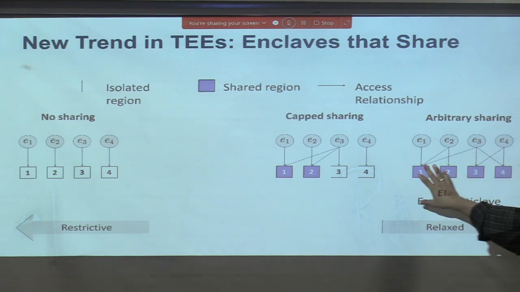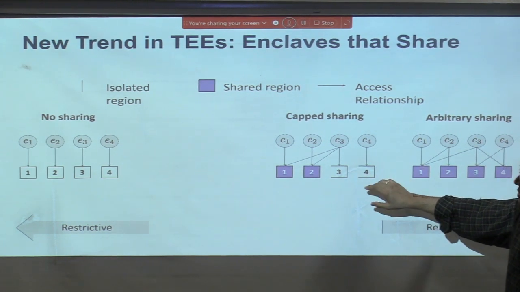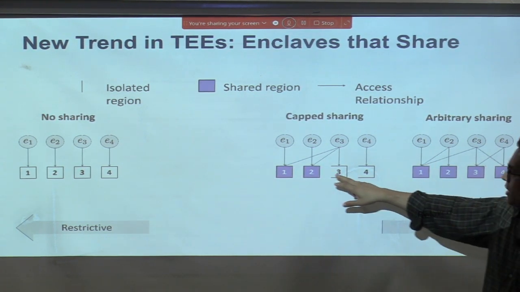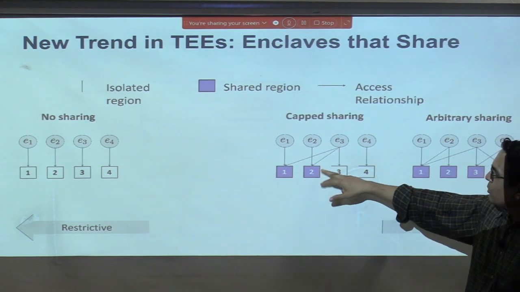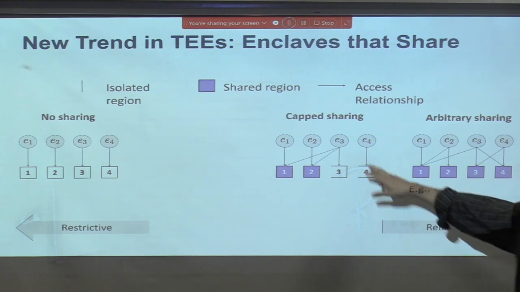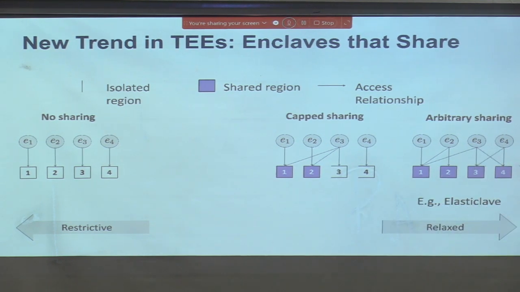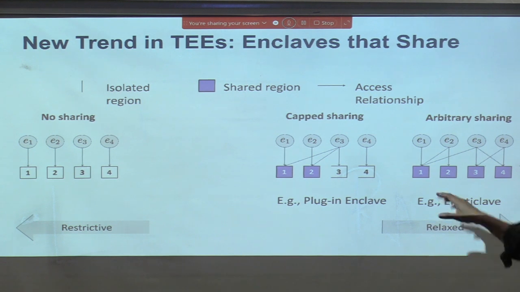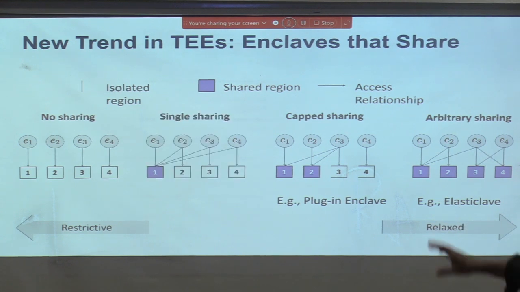Then there's something that is a little less restrictive than that, which is called capped sharing, where you say, I'll bound the number of enclaves that are allowed to share a region at any given point in time. So here the bound is 2. And there's an implementation like that as well. And then there's a yet more restrictive one, called single sharing, meaning that there's only one region of memory that can be shared, and everything else has to be like it was before, isolated. Okay?